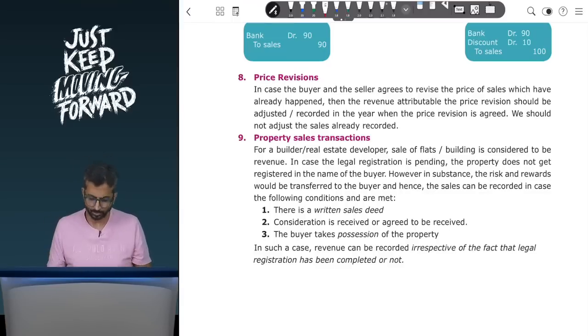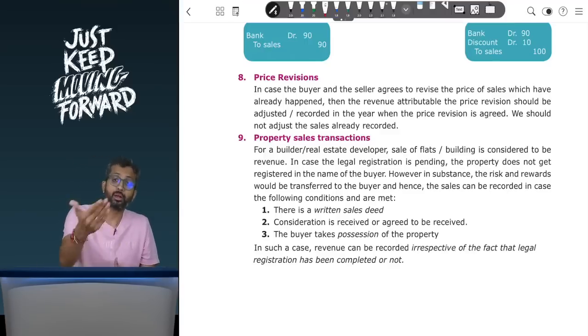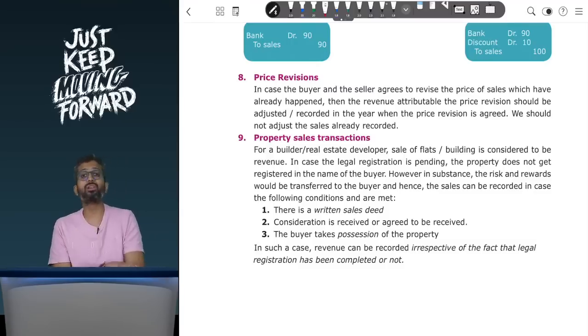Last is property sales transactions. As per the Transfer of Property Act of I think 18 something, I don't remember the year, you don't even need to remember it. In a property transaction, generally registration is necessary. However, even if you have not registered, this will still be considered to be a sale.